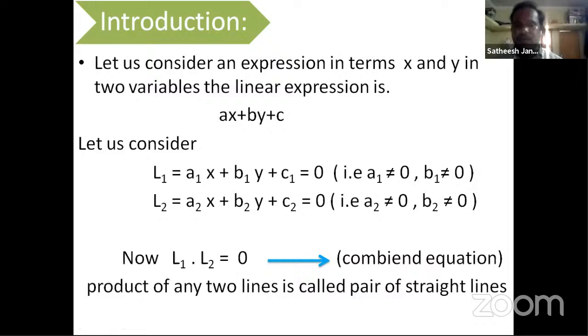The product of any two lines is called a pair of straight lines. What is the meaning of pair of straight lines? What is the meaning of pair? Pair means combination of any two. Pair means combination of any two straight lines. That is called a pair of straight lines. Next, coming to the next topic.